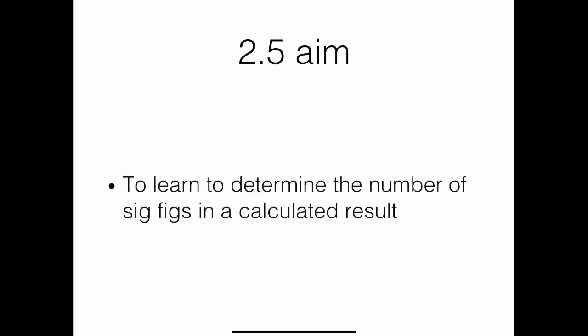Section 2.5 uses something we call sig figs. So our aim for this section is to learn to determine the number of sig figs in a calculated result. This means we need to be able to do addition, subtraction, multiplication, and division, and then to be able to figure out how many sig figs are in our answer. So we need to know what sig figs are first.